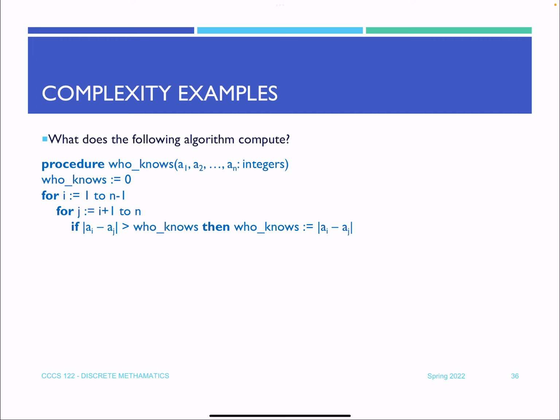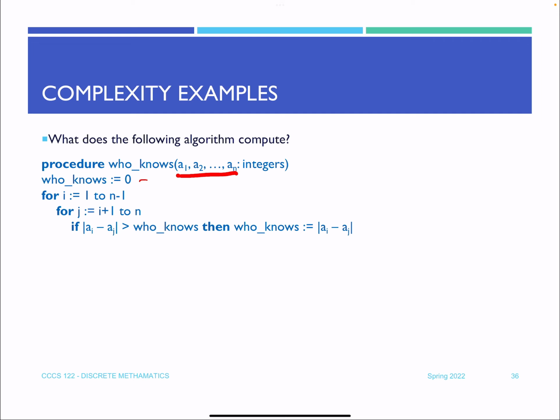You have here as input an array of n integers, and you're initializing a variable who knows to 0. And after that, we have two nested for loops. The loop counter variable for the outer for loop is I, and it goes from 1 to n minus 1. And for the inner for loop, we have a loop counter variable j, which goes from whatever I is plus 1 all the way to n.